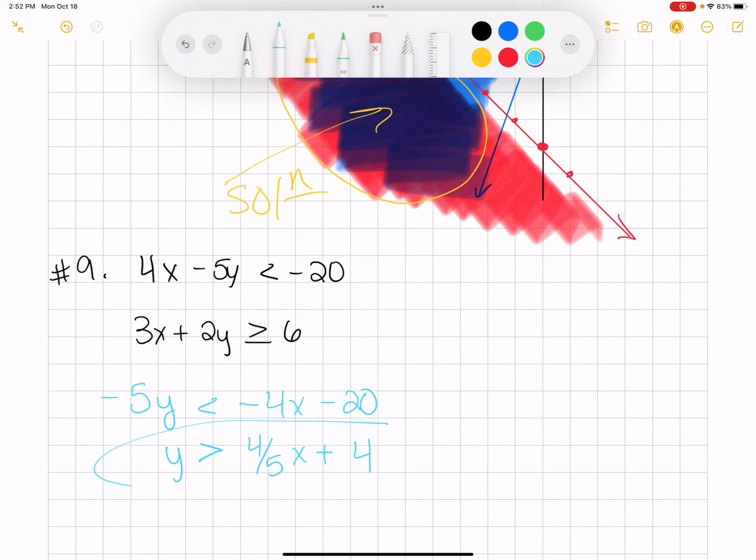Okay, so this is my new equation here for the top one. Let's go ahead and answer the questions about it really quick. Is it going to be solid or dotted? Dotted, because it's just greater than. And does it open up or down? Up. Yeah, it would be zero.